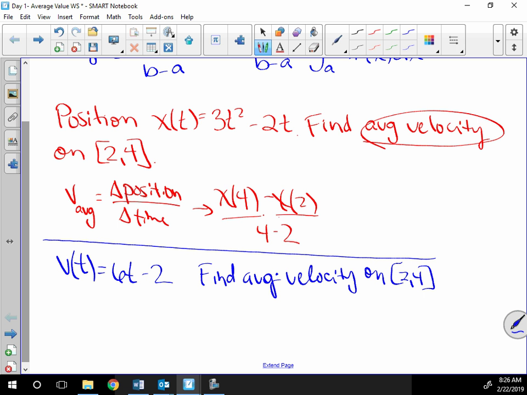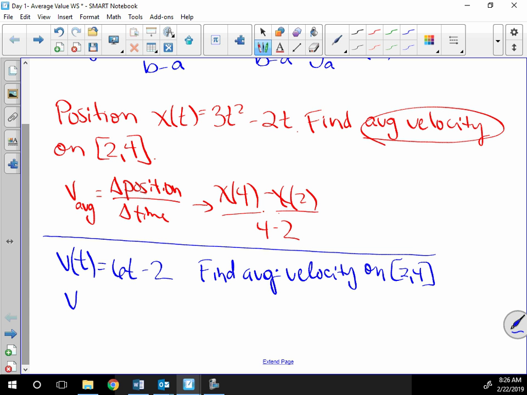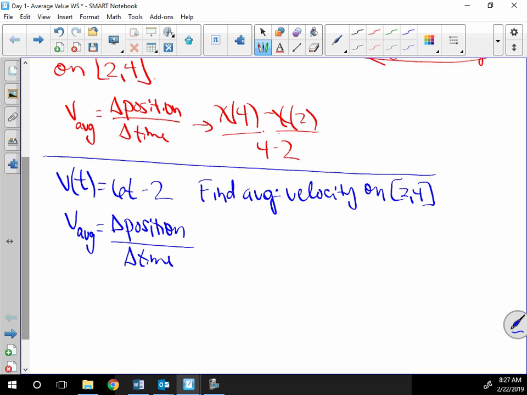But if they gave us our velocity function rather than our position function, we're still trying to find the same thing. We'd still be finding our average velocity. We still need to do that change in position over change in time. But I no longer have my position function. So what would I do instead? If I have my velocity function, how do I get back to my position function?